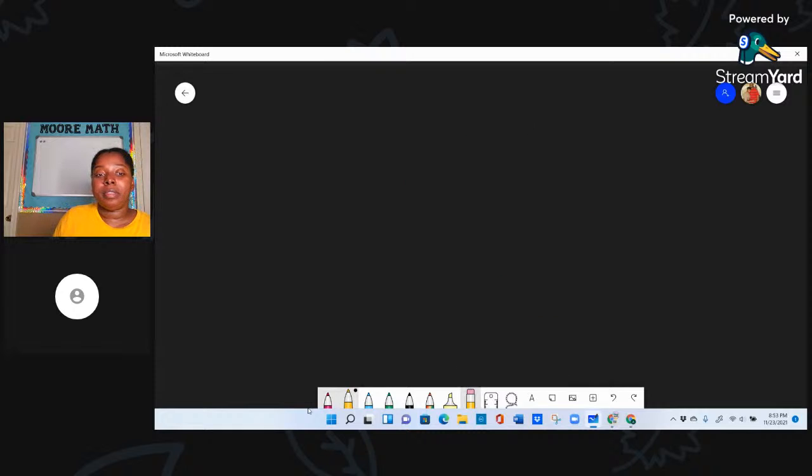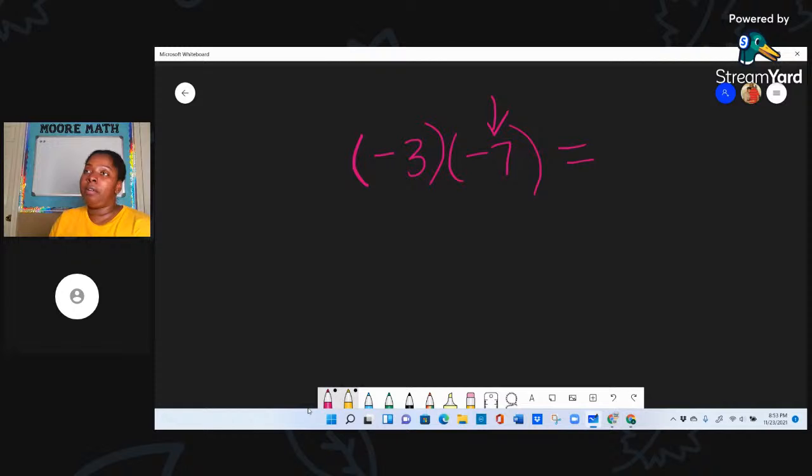Now, negative 3 times negative 7. Negative 7 is the opposite of 7. So if negative 3 times 7 was negative, then negative 3 times negative 7 is going to be positive. Okay. So a negative times a negative equals a positive.